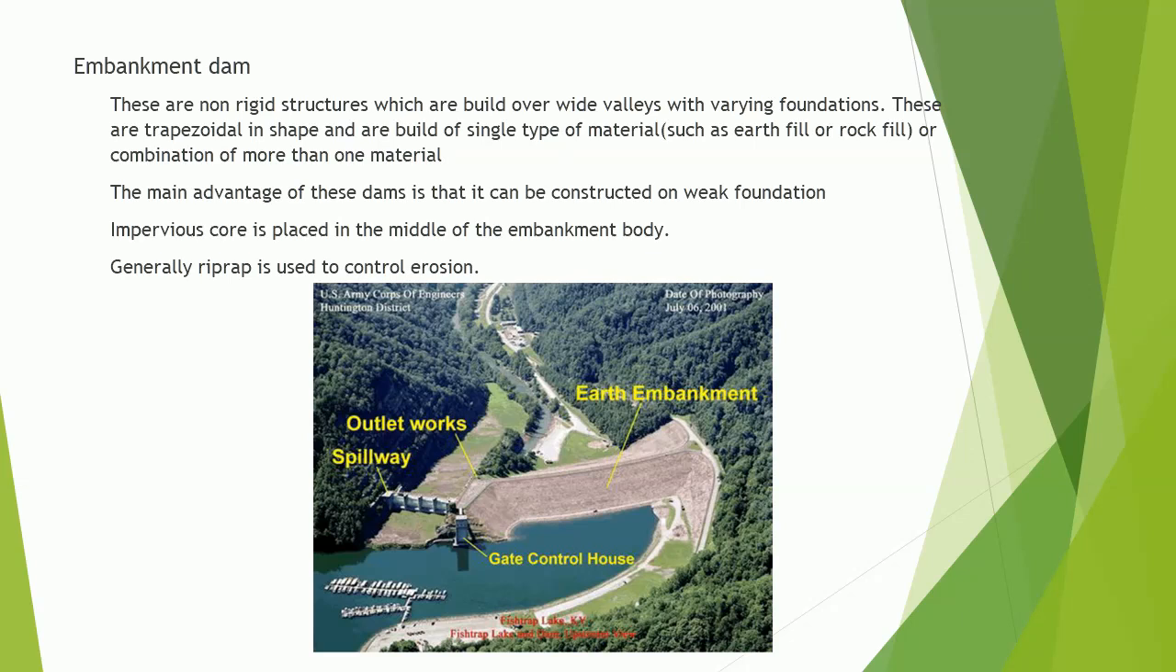Another type of dam is the embankment dam. These are non-rigid structures which are built over wide valleys with varying foundations. These are trapezoidal in shape and are built of a single type of material or a combination of more than one material. The main advantage of these dams is that they can be constructed on weak foundation. Impervious core is placed in the middle of the embankment body. Generally riprap is used to control erosion.